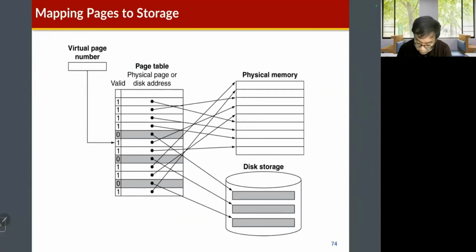Also, the target page can be found in the physical memory like DRAM, or it can be found in the disk storage. We can distinguish these different locations between physical memory and disk storage with the valid bit. If the valid bit is 0, it means the target page exists in storage. Okay, so this is the page fault.